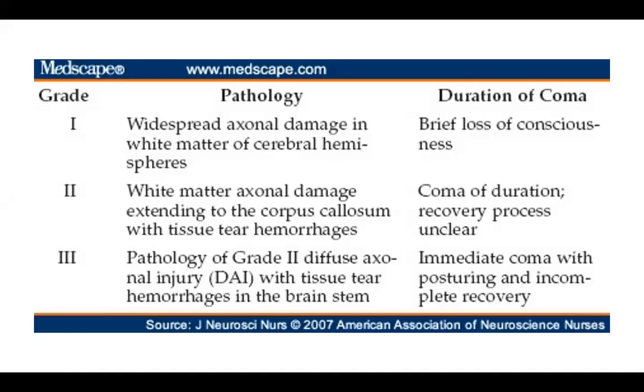Grade 2, you will find that you have contusions or hypodensities in the corpus callosum. And here usually you will have comatose patients, and you don't know how long the patient will be comatose for. Grade 3 is when you have contusions near the brainstem. And remember, the brainstem is where you have the reticular activating system. These are the patients who have severe coma immediately, and they can have either an incomplete recovery, death, or a permanent vegetative state.